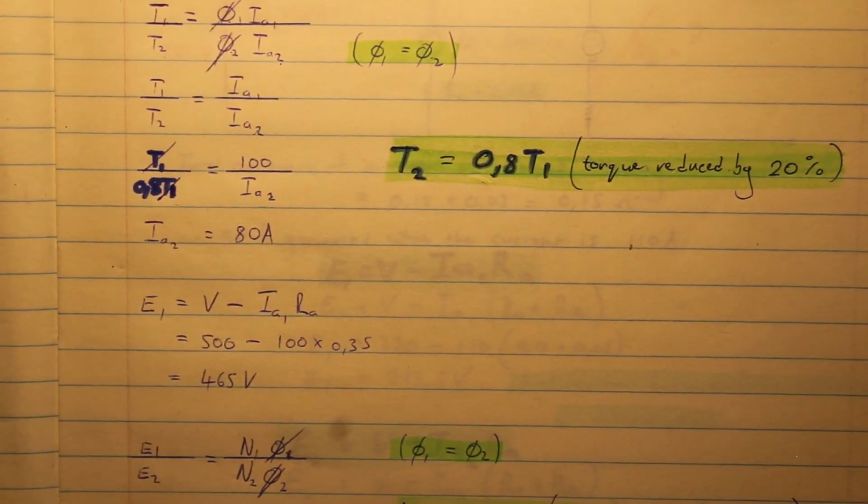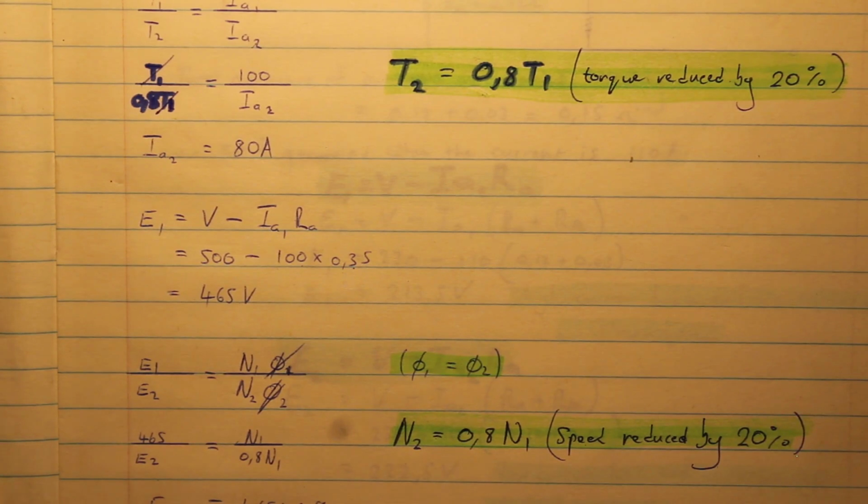Then what we do is we're going to work out the back EMF of the motor. Now we put the 500 volts, the first current, which is 100 amps, and the resistance of the armature, and we get 465 volts.